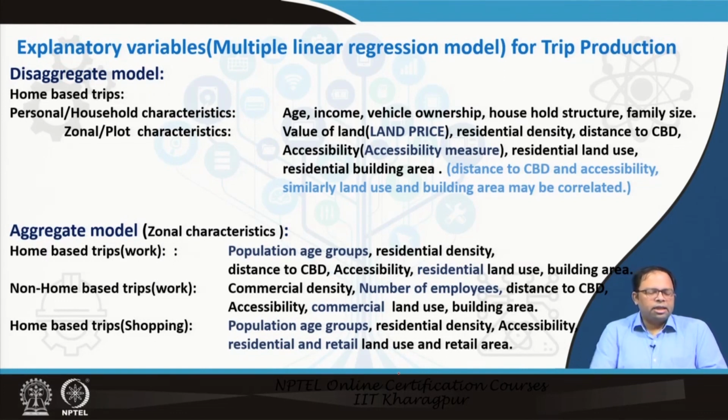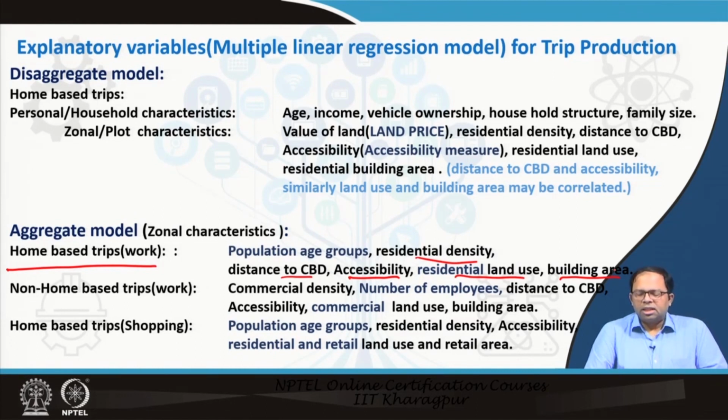Now, as we can understand, we can develop this kind of model for different kinds of trips based on different trip purposes, for example, home based trips, maybe the home based walk trips. We can say that the population age groups living in a particular zone, the residential density of a zone, the distance to CBD, accessibility of that zone, residential land use, building area, all these things could play a role in predicting the total number of home based walk trips generated from a particular zone.